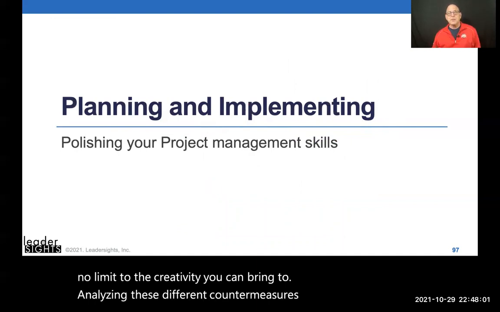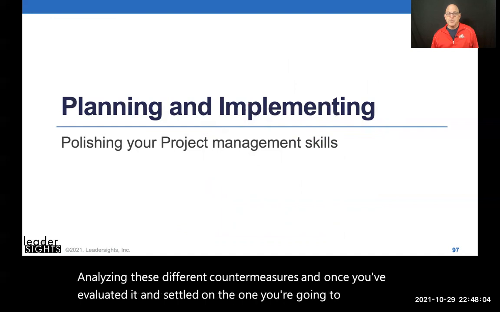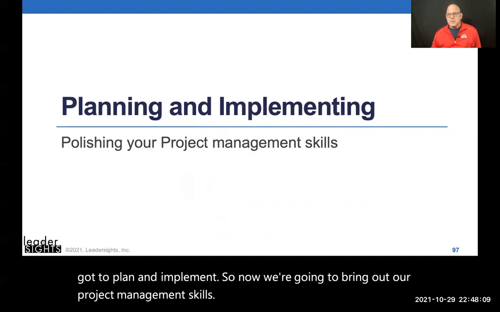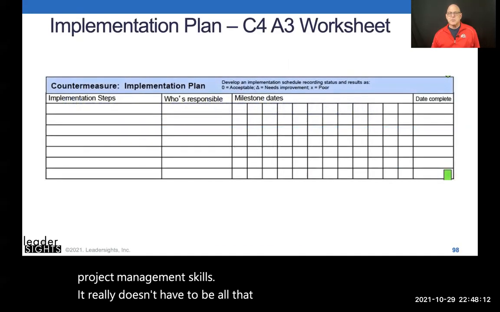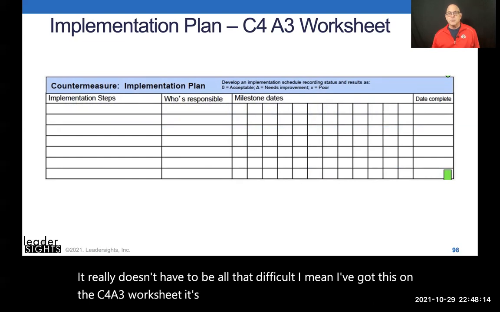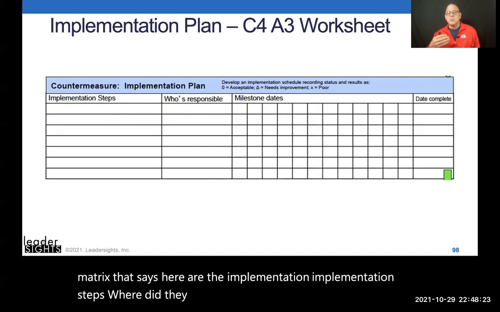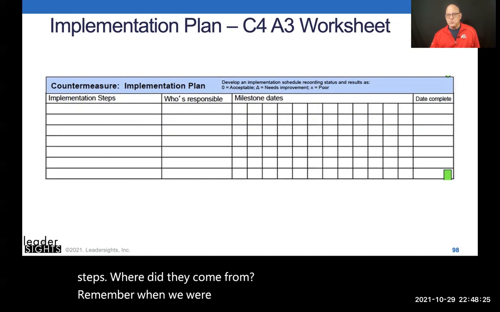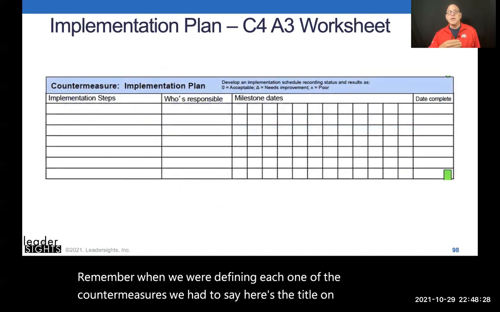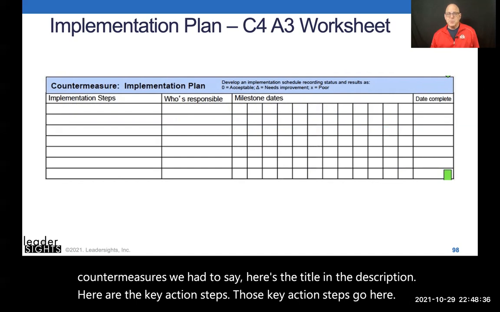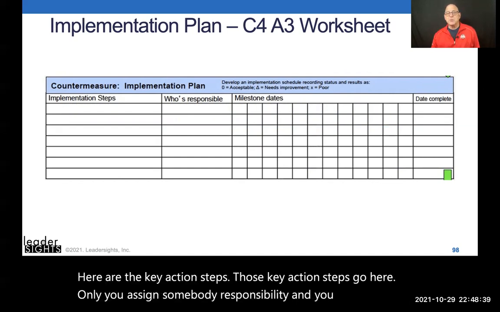And once you've evaluated it and settled on the one you're going to do, then we got to plan and implement. So now we're going to bring out our project management skills. And it really doesn't have to be all that difficult. I've got this on the C4A3 worksheet. It's built right in, right under the decision matrix that says, here are the implementation steps. Where did they come from? Remember when we were defining each one of the countermeasures, we had to say, here's the title and the description. Here are the key action steps. Those key action steps go here. Only now you assign somebody responsibility and you set some dates for when they're supposed to be complete.